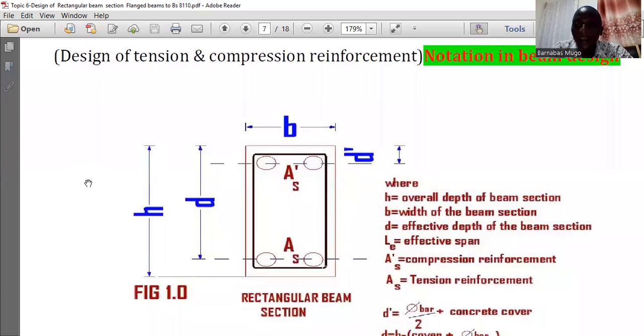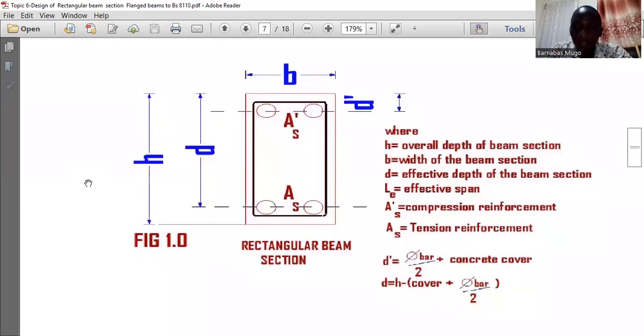In this aspect, at this point of time, we need to know that you must always design for the tension reinforcement, but it's not a must that you determine the compression reinforcement, because concrete is very strong in tension, while it is also very weak in compression.